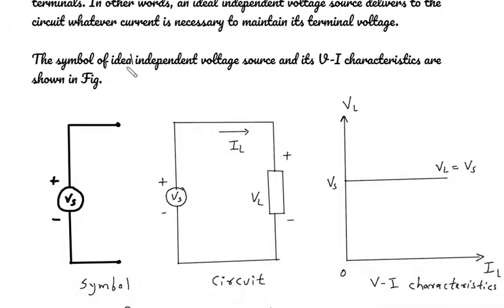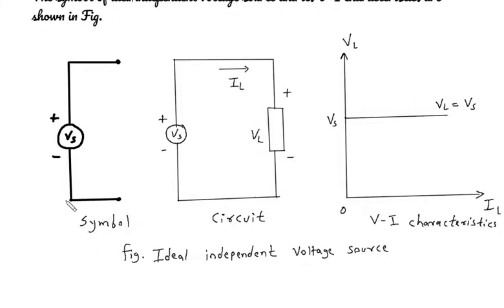The symbol of ideal independent voltage source and its VI characteristics are shown in figure. Here we can see this is the symbol of ideal independent voltage source. This is a circuit with ideal independent voltage source. This is the VI characteristics of ideal independent voltage source.